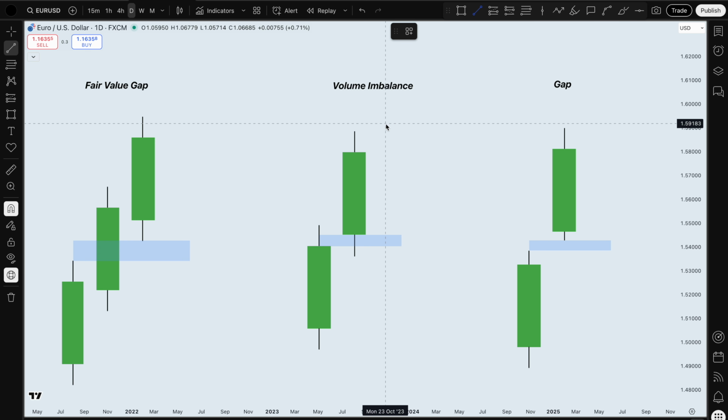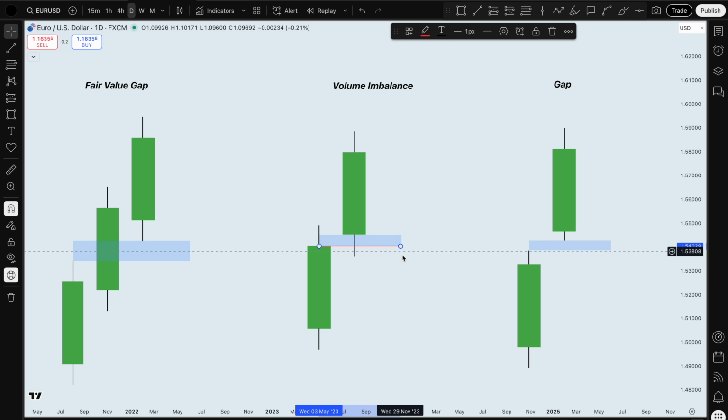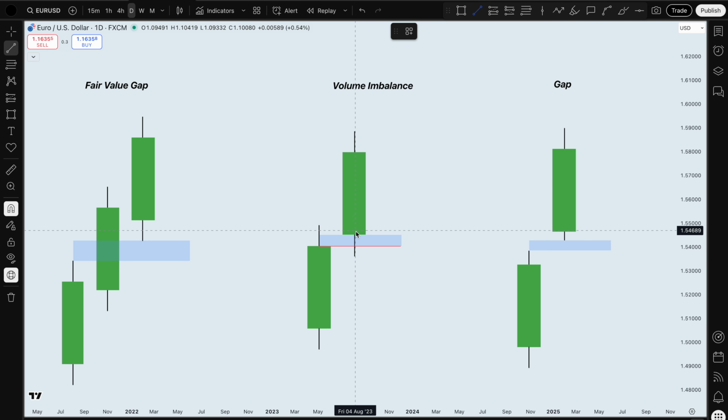Moving on to volume imbalance. So this is a 2 candlestick pattern where the close of the first candle does not overlap with the open of the second candle. So you can see here on the fair value gap that the close and the open are overlapping each other, but on a volume imbalance the close and the open are not overlapping each other, and this creates a volume imbalance.